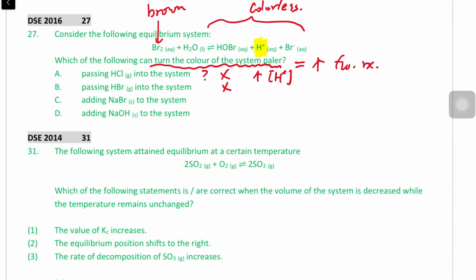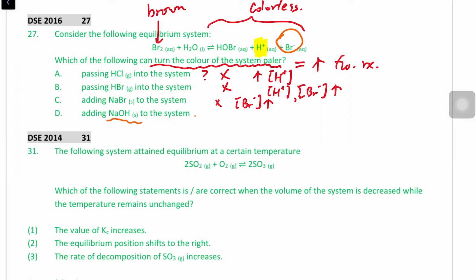How about more HBr? No, because both H plus and Br minus will increase. In this case, again, it cannot get more forward reaction. How about adding NaBr? No, again, because this will increase the amount of bromide ion. Bromide ion is the product, so we don't want more product. Otherwise, if we get more product, the forward reaction will be less.